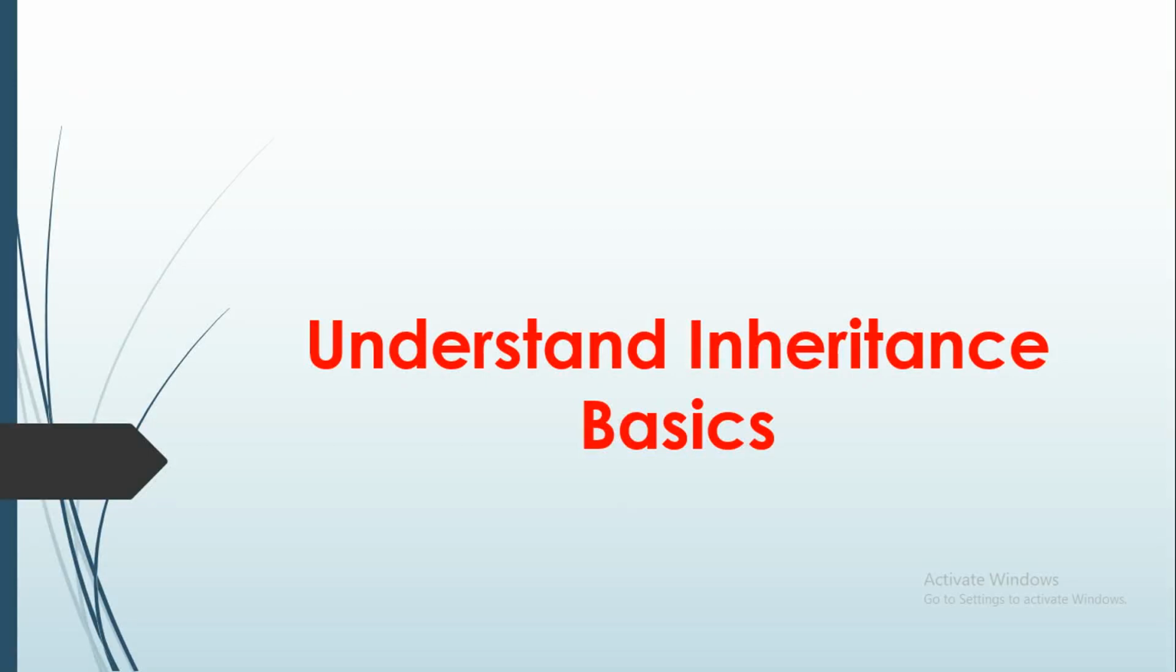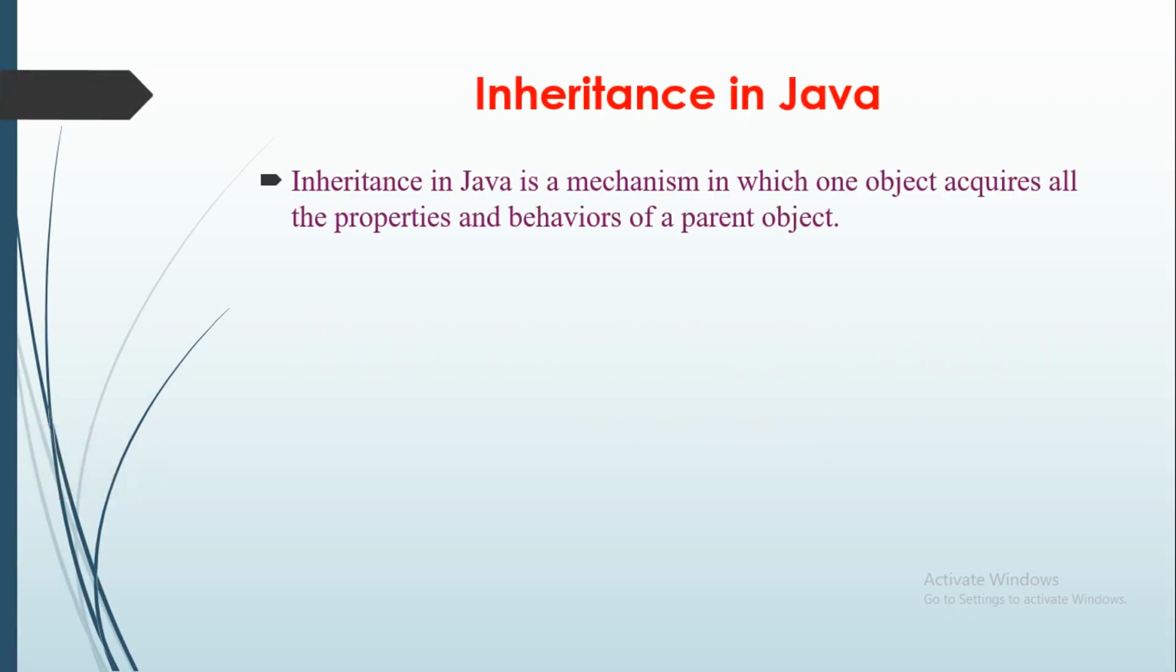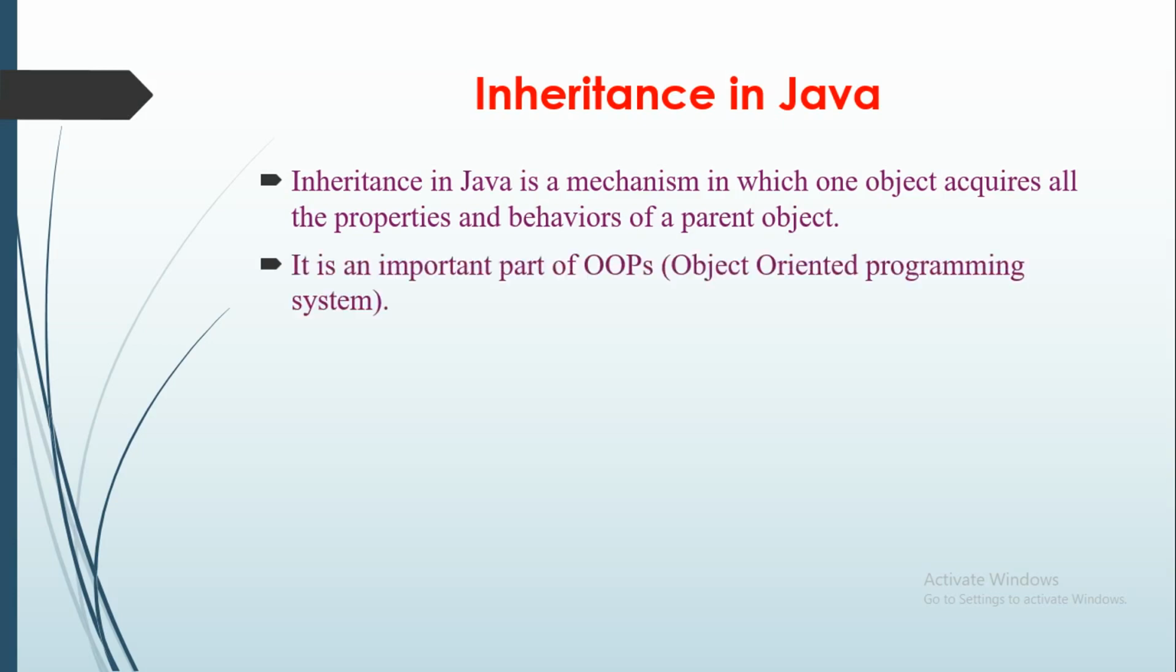In this tutorial we are discussing how to understand inheritance basics. So first of all, what is inheritance in Java? Inheritance in Java is a mechanism in which one object acquires the properties and behavior of a parent object. It is an important part of the object-oriented programming system.